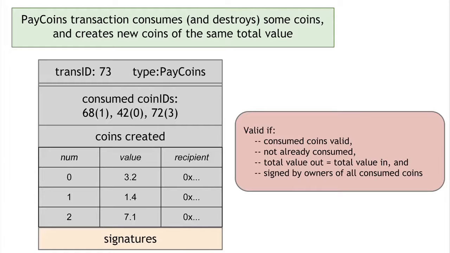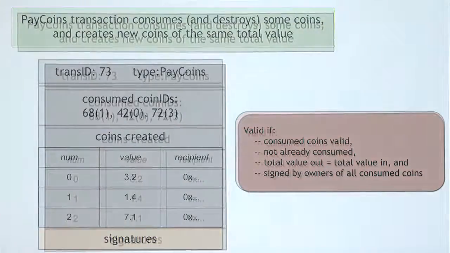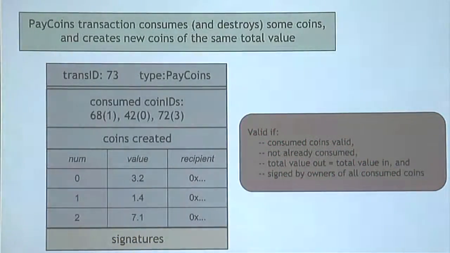So over here on the left, we have an example of what a pay coins transaction looks like. This is transaction ID number 73, let's say. Its type is pay coins. We have here a list of the coins that this one consumes. All of these coins are being consumed and destroyed by this pay coins transaction. So we're going to add up the value of all of those coins, and then we're going to create a bunch of new coins, down here 0, 1, and 2, etc., just like before in the create coins transaction.